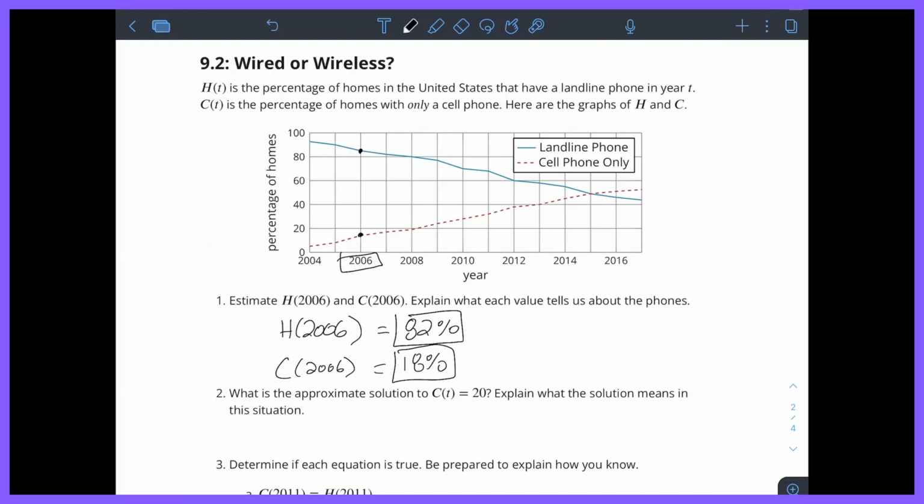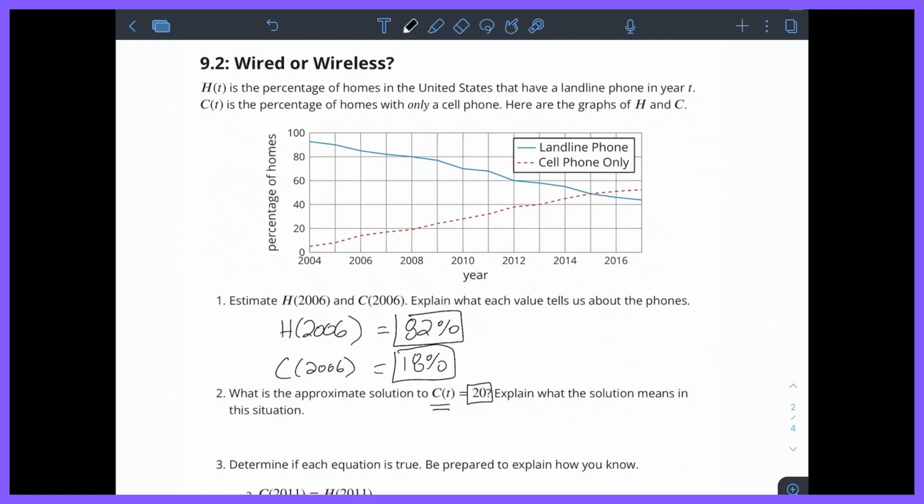Number 2, what is the approximate solution to C of t is equal to 20? Remember, when you see a function notation problem like this, you do not know what the x value is, because I gave you the y value. Okay? T is the x value. You don't know what it is. I'm asking you, what is the x value that produces a functional value of 20?